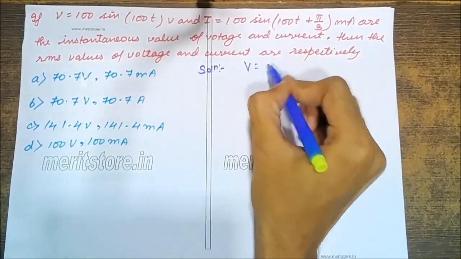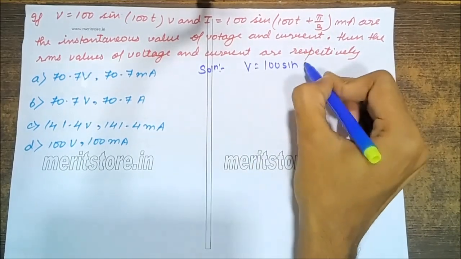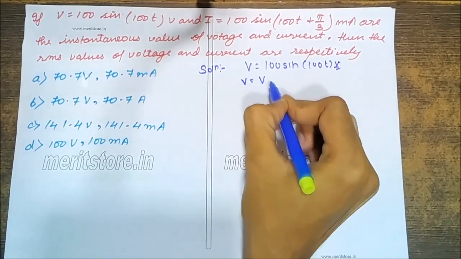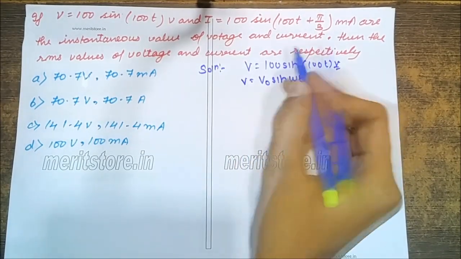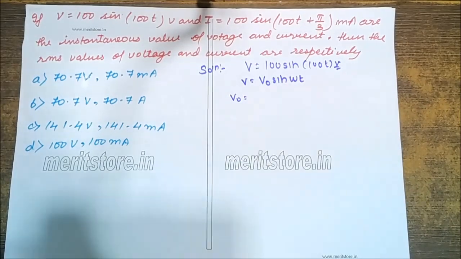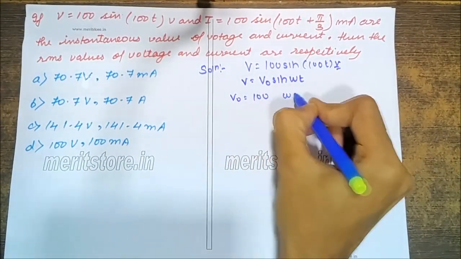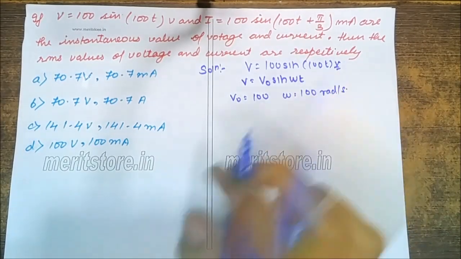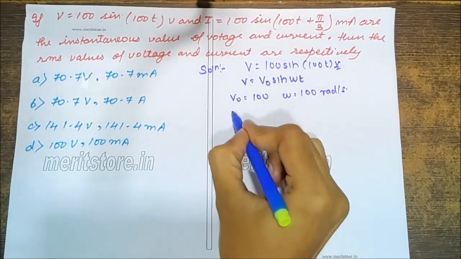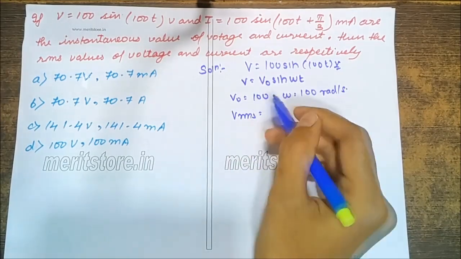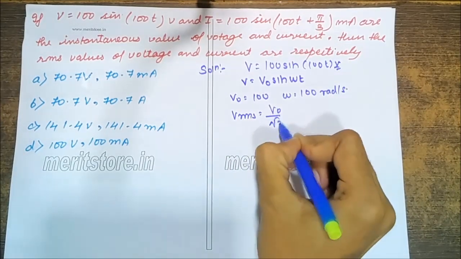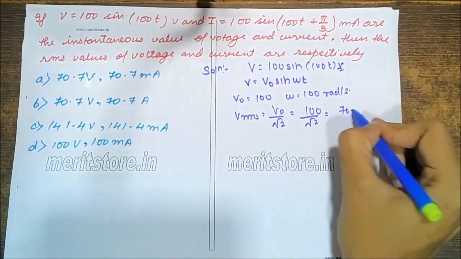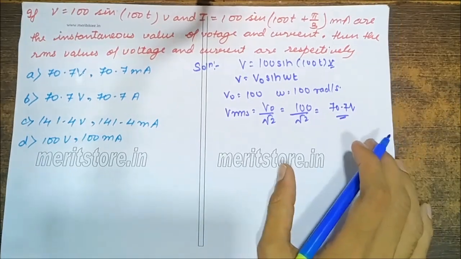For the voltage, we are given the equation V equals 100 sin 100t volts. So we compare it with V equals V0 sin omega t. Then we get V0, that is the peak voltage, is 100 and omega is 100 radians per second. Next we need to find the Vrms, and the relation of the Vrms with the peak value is V0 upon root 2. So here we get 100 upon root 2, which gives you 70.7 volts. So Vrms is 70.7 volts.